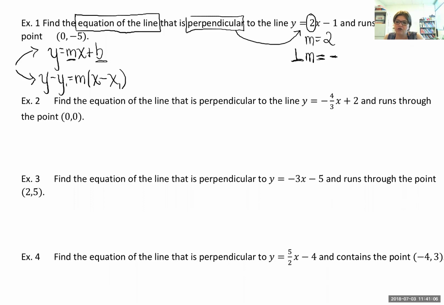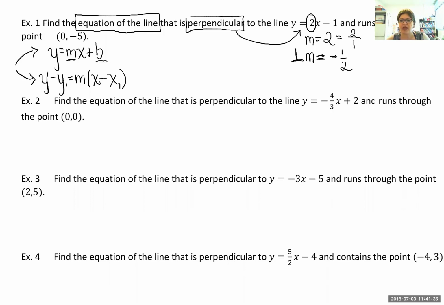But that's not the only way it's going to be opposite. Remember that it'll also be the reciprocal. Now, 2 doesn't look like a fraction, so we will dress it up like a fraction by putting it over 1. And now it's easy to take the reciprocal. Flip 2 over 1 upside down on its head, and you get 1/2. So even though they didn't directly state the slope, we know the slope because of this concept of perpendicular.